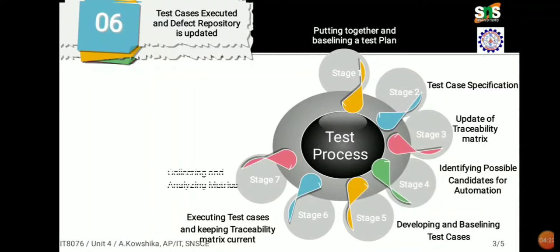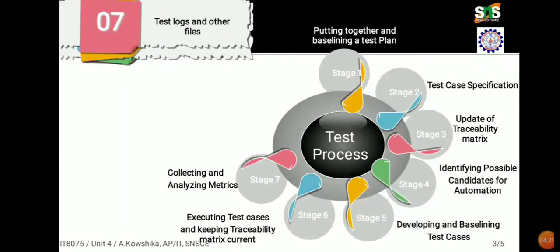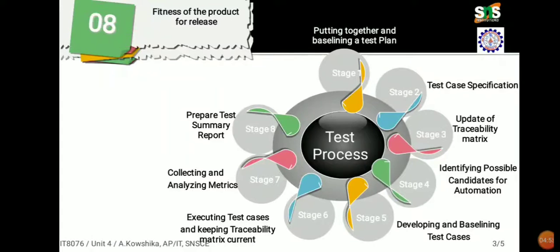Stage 7 of the test process is collecting and analyzing the metrics. Here all the test logs will be maintained and the entire testing process will be recorded, and finally that data will be fed into the metrics and analyzed to see whether it has passed the test or not. Stage 8 is preparing a test summary report. This report will be the final stage of your testing process. This summary report tells whether the product is fit to release into the market or not.